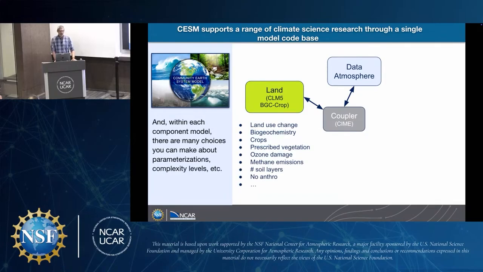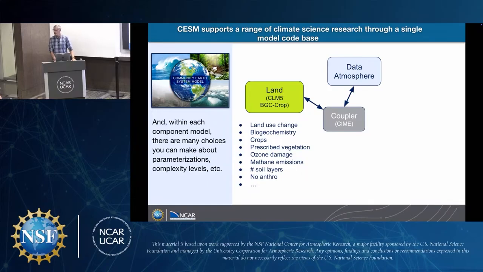And then each component model will have a set of options within it. And here's just a short list in the land, and I came from the land community, which is why I kind of lean on this, but a bunch of different options, and you can choose. So you might say, oh, I actually don't care about land use change, or I want to know what happens if there wasn't land use change, I can turn that off. Or if I want to study the biogeochemical cycles, I can turn that on. If I want to study crops, I can turn that on or off. We have prescribed vegetation mode. We can look at ozone damage, methane emissions. We can also do structural changes.